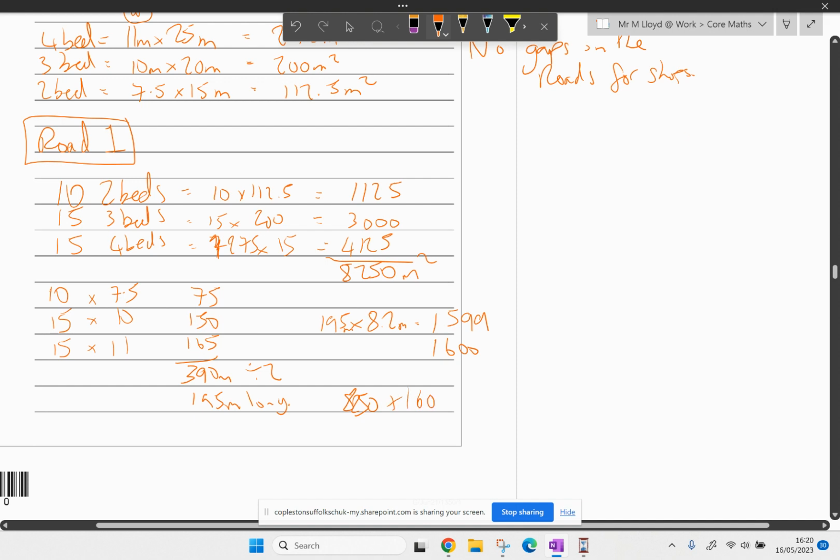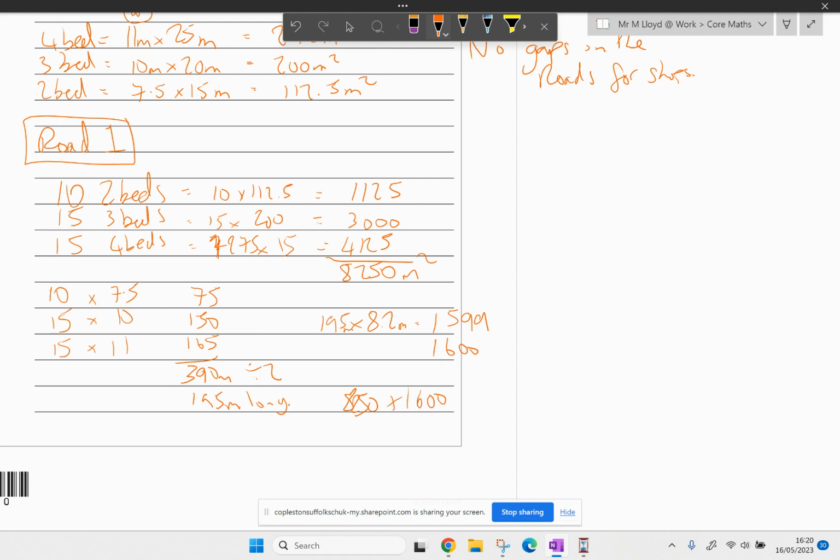8250 plus 1600. 8250 times by 160. Is that right? No, it's add. I've clearly wrote add there. Come on. Got to read my own writing now. 9,850. So that is for one road, I've done the houses. That's for 40 houses. Yeah, 40 houses. I've added a road in.